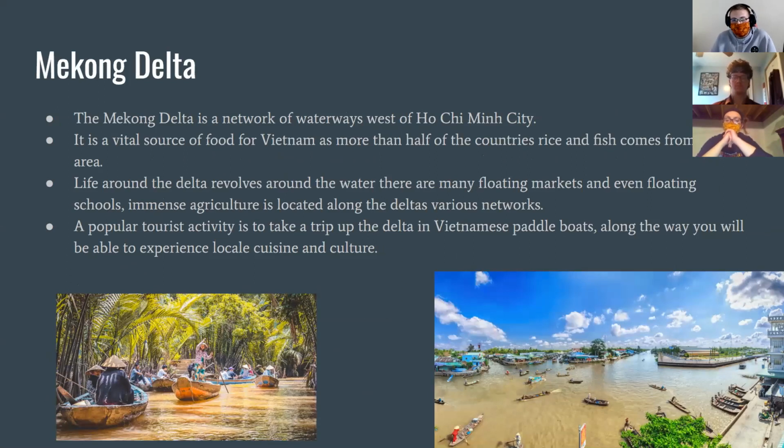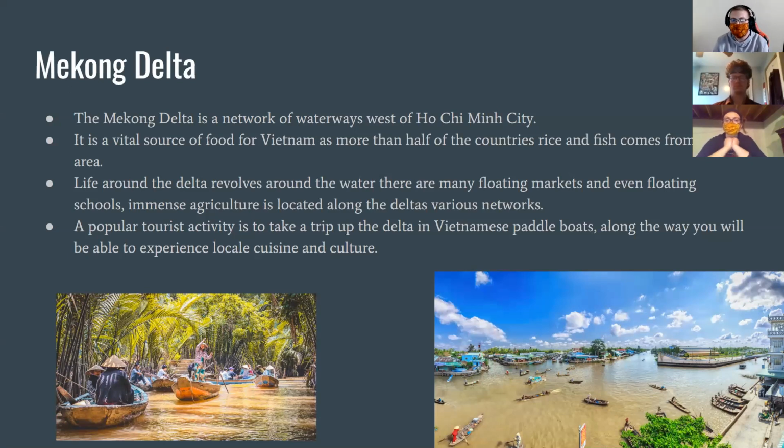Nearby, as well, is the Mekong Delta. It's a network of waterways that come to Ho Chi Minh City and out into the waters. The river that is the Mekong Delta actually starts in the Himalayas and comes all the way down to Vietnam, so it's been a long travel. It's a vital source of food for Vietnam, as over half of the rice and fish of the country comes from the Delta. So really, without it, there would be a large economic impact.